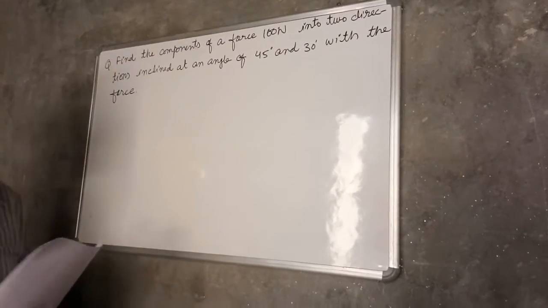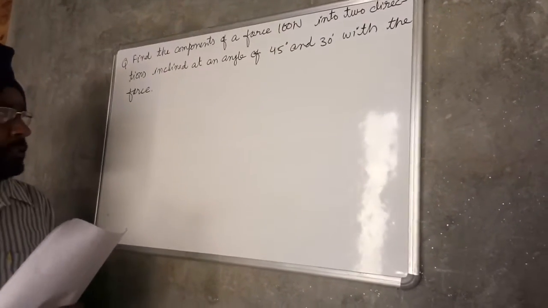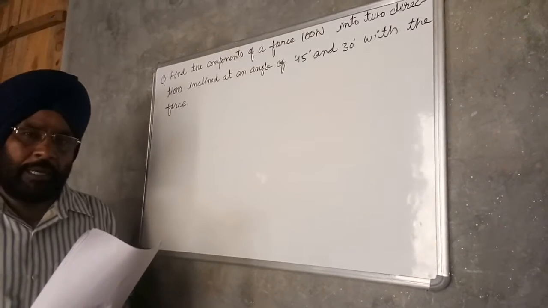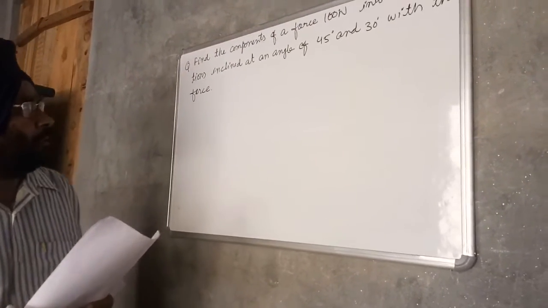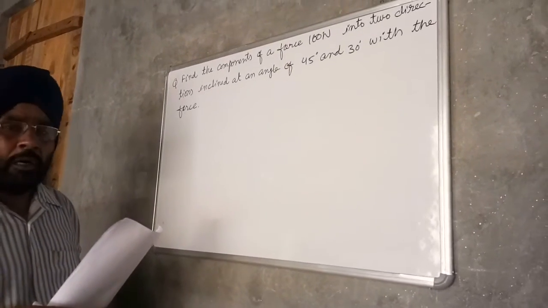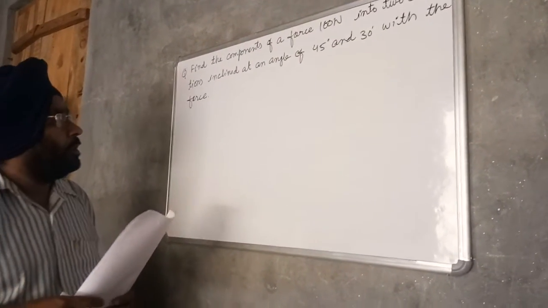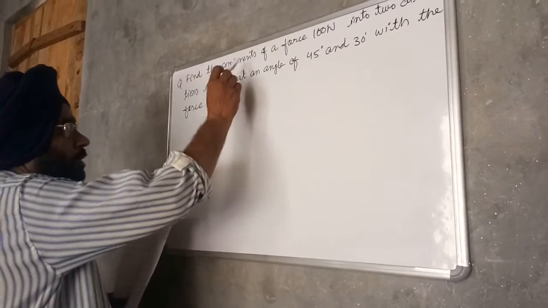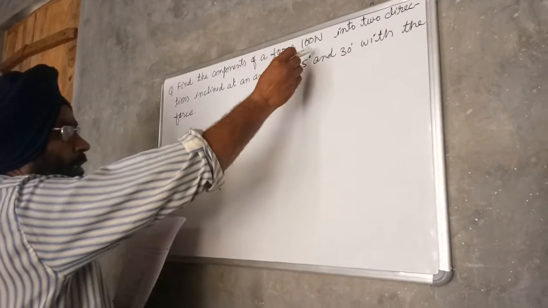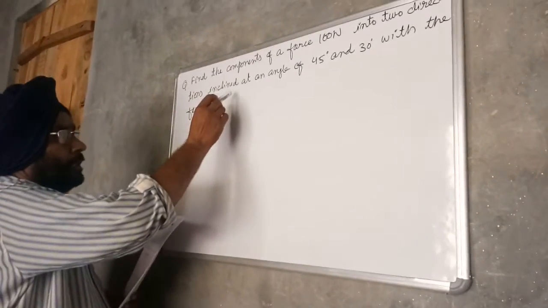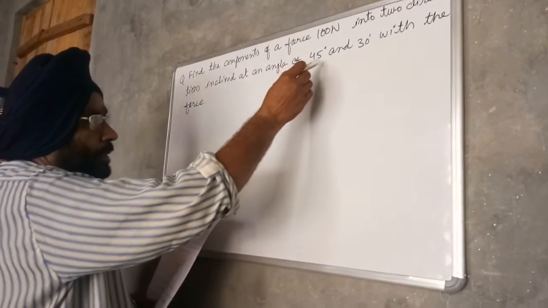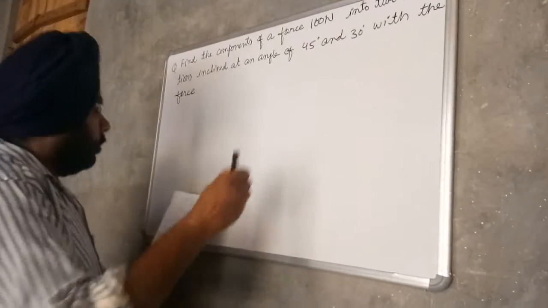Good morning, students. In the previous class, we have done free body diagram and components of a force. So the next is numerical problem on the components of the force. The question is, find the components of a force 100 Newton into two directions, inclined at an angle of 45 degree and 30 degree with the force.